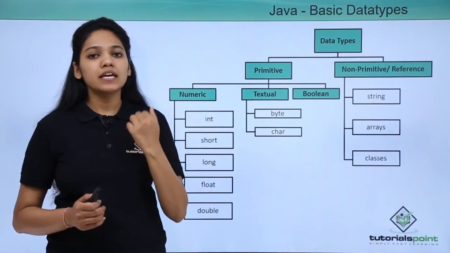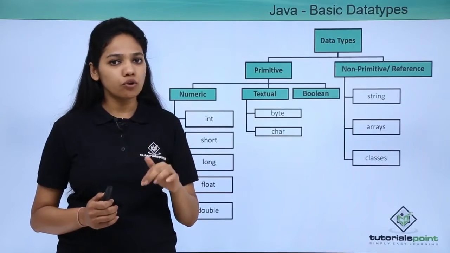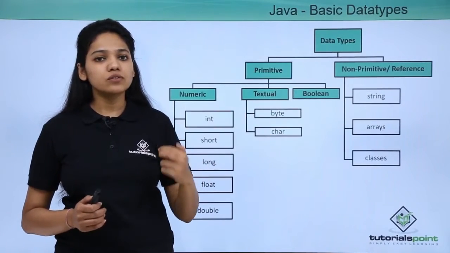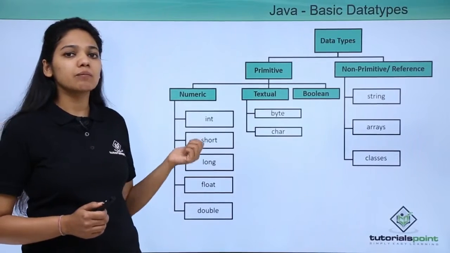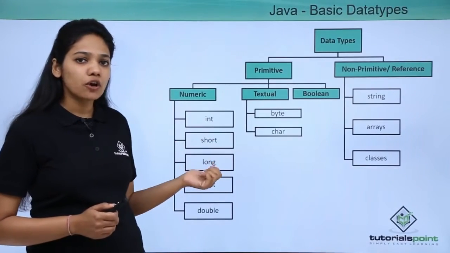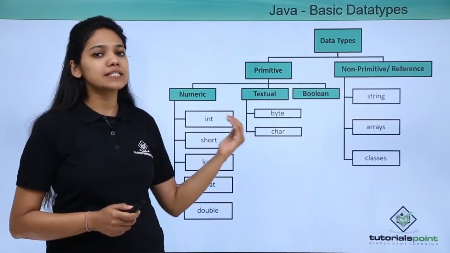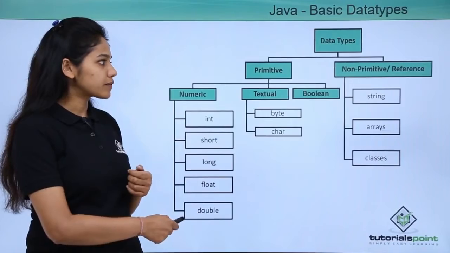Boolean provides you one bit of information that may be true or false. Textual is a byte or a char, and then the numeric is nothing but your int, long, short, double, float, etc. So let us now understand the comparison of each of these primitive data types.